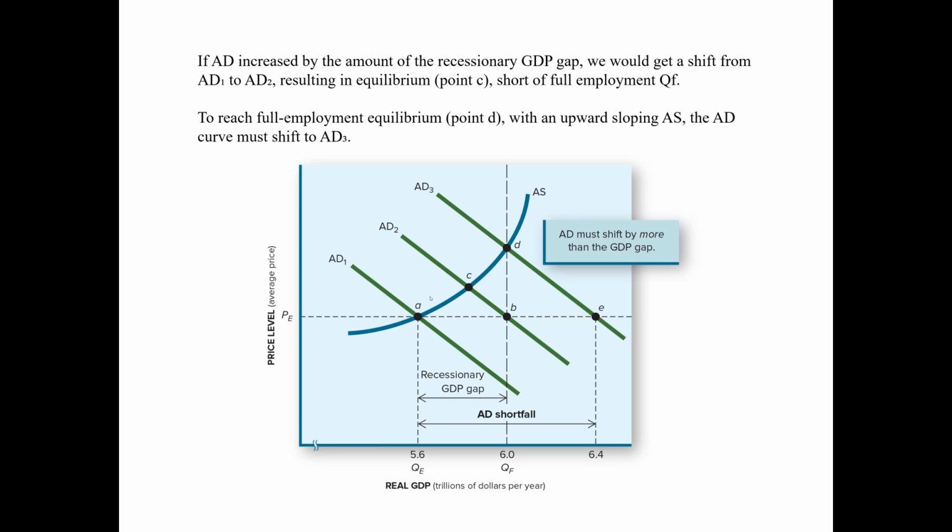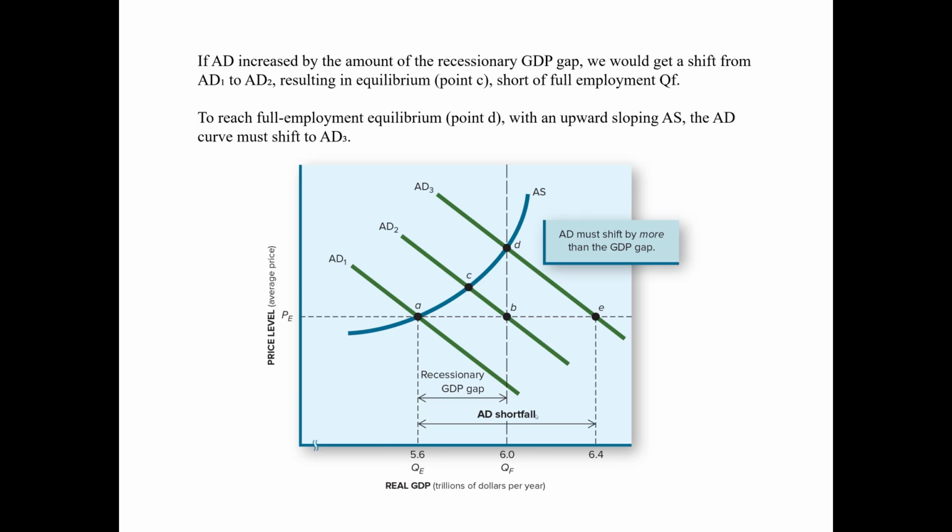The reason for this is if your equilibrium is at point A, you have to get all the way to point D to have the equilibrium that aligns with the 6 trillion of QF. So you are going to have to overshoot your gap all the way to point E, in other words, to the correct aggregate demand. The reason for that is the aggregate supply is upsloping. So as that happens, our price level is increasing. So the amount of money that has to be put forward to actually close that gap is going to have to take into account the rising prices.